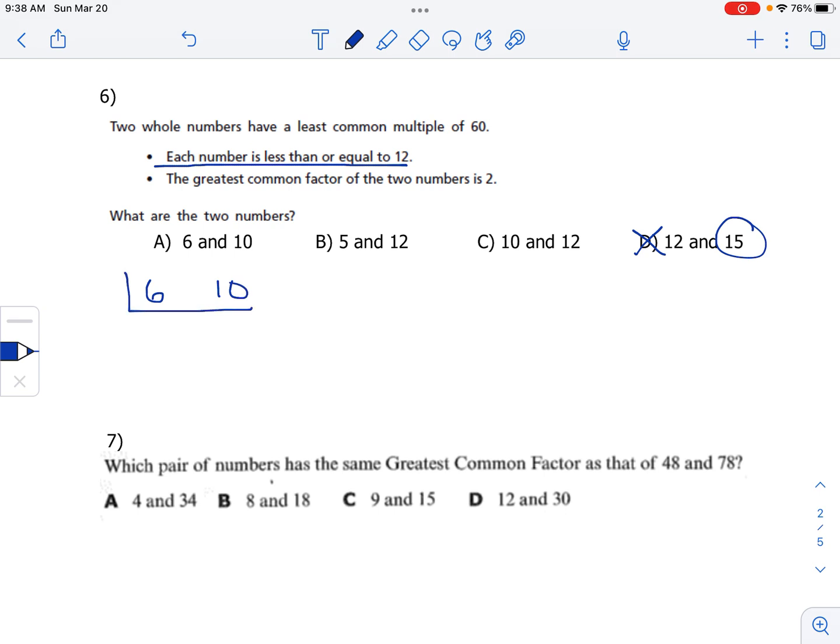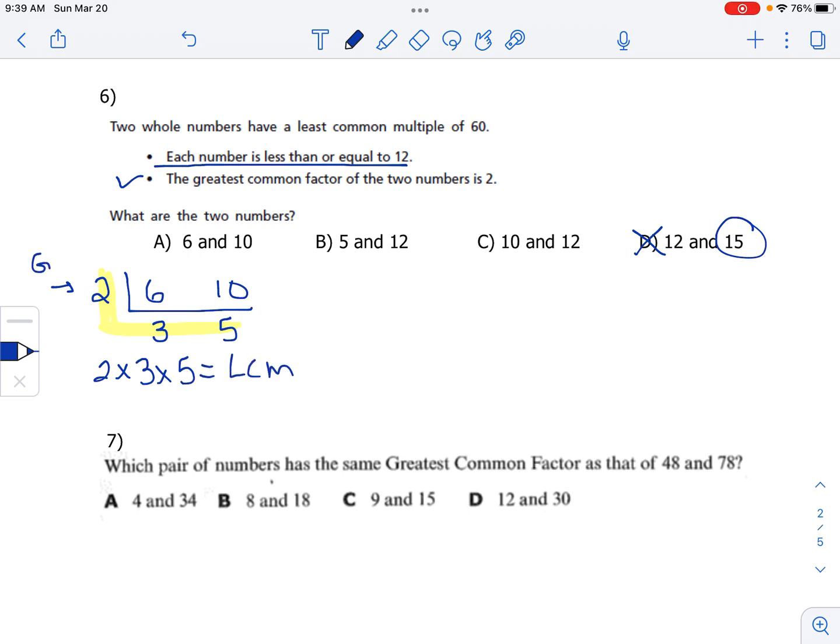All right, so 6 and 10 are both divisible by 2. 6 divided by 2 is 3, and 10 divided by 2 is 5. Well, so the GCF here is 2, so that satisfies this clue here. And now to find the LCM, we're going to multiply our L shape for the numbers. So 2 times 3 times 5 would be our LCM.